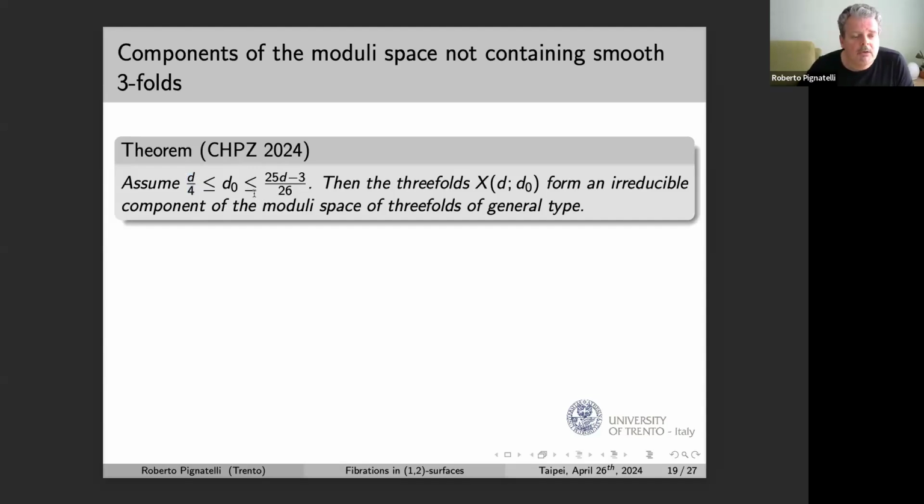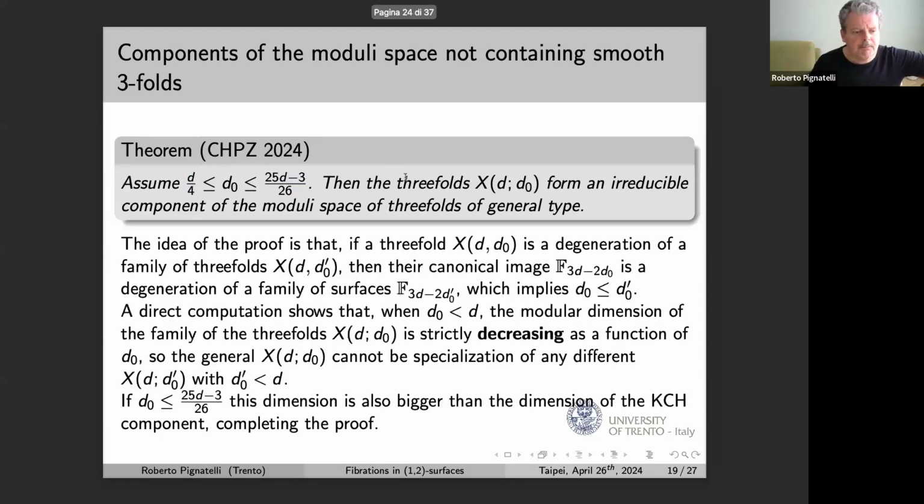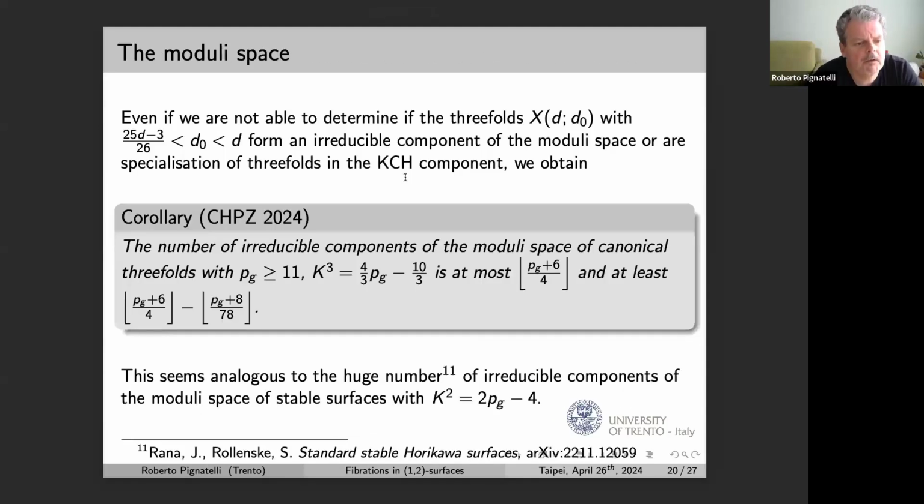And up to now, I can do it only for d0 smaller or equal to this number, which is a bit smaller than d: 25th d minus 3 out of 26. And under this, for this d0, we get a new irreducible component. So let me skip the idea of the proof of it. Of course, we can ask it later, but let me go to the last minutes. I have the consequence of it to say something about.